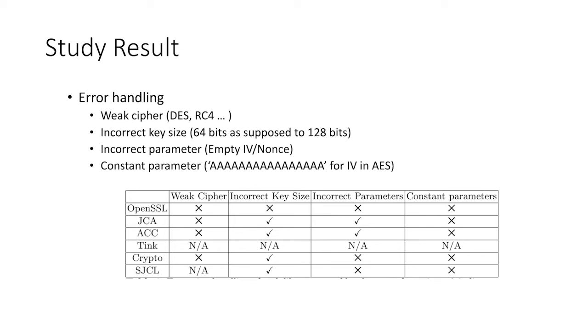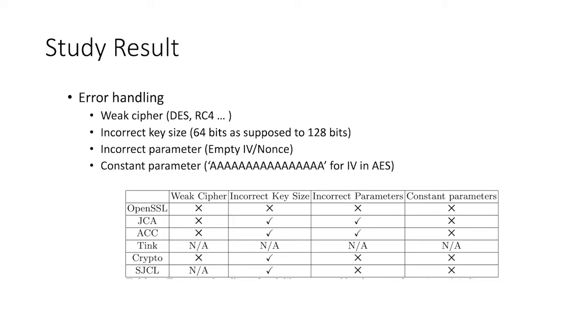OpenSSL once again scored the lowest, as the built-in mechanism does not detect any of the potential issues we listed, followed by Crypto and Xuechao, as they are capable of detecting whether the key size is incorrect. And JCA and ACC introduce extra checks for parameters to ensure that they are configured correctly. However, none of these libraries can detect parameters with low entropies and weak ciphers.